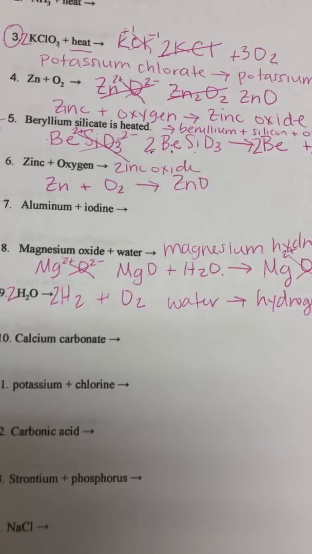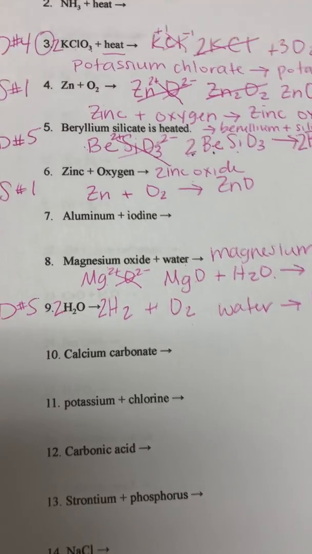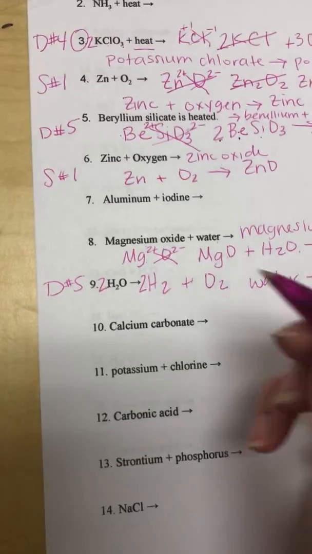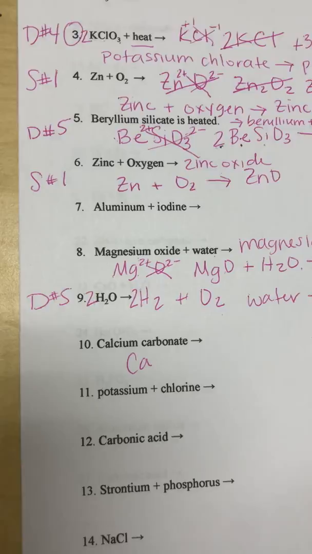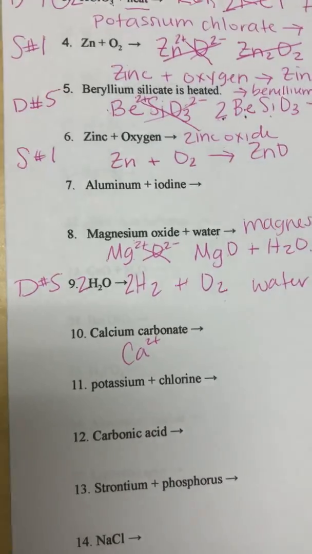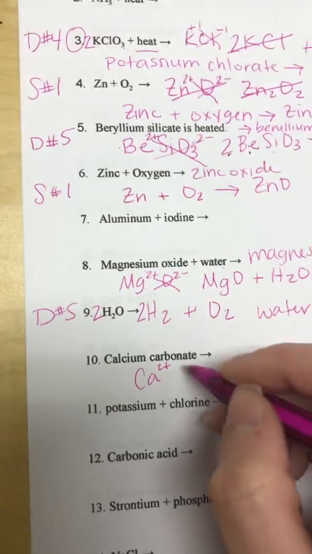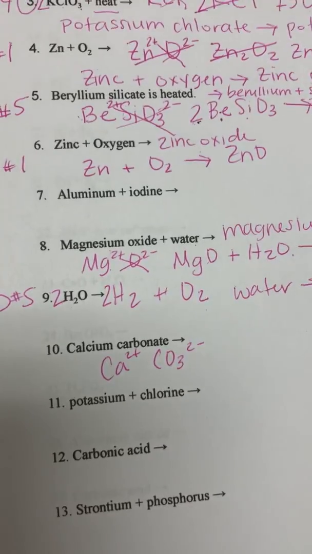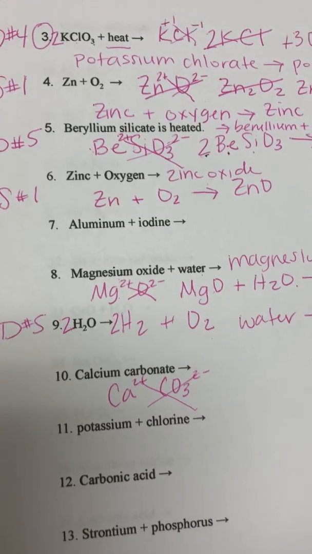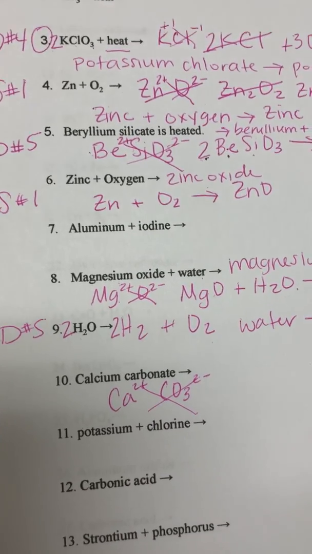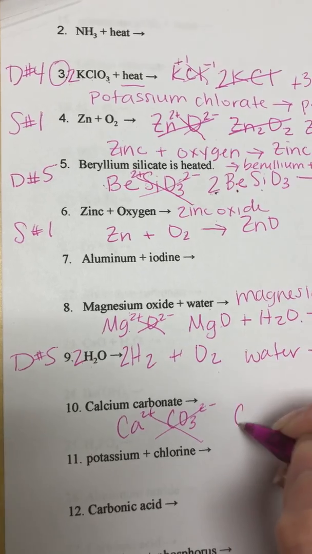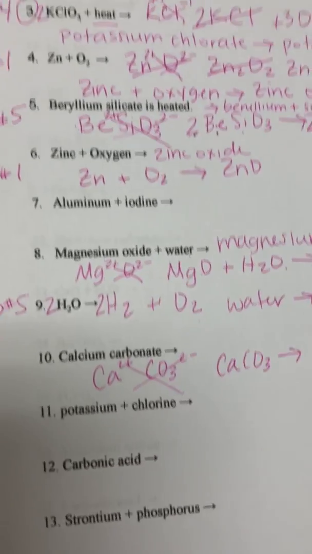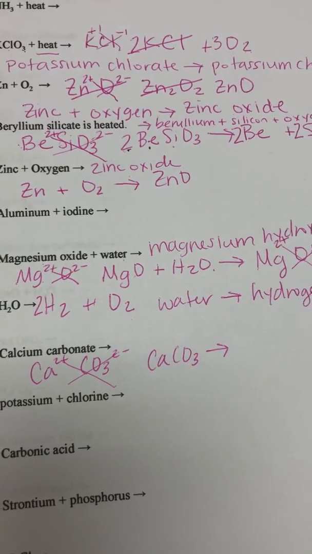Okay, let's do one more. Calcium carbonate. I have to write my formula. How do I write calcium? Ca. Oxidation number is 2 plus. Carbonate is from my polyatomic ion sheet. CO3, oxidation number is 2 minus. If I do my crisscross rule, they're going to cross. Remember my 2's, I have to simplify. So CaCO3.